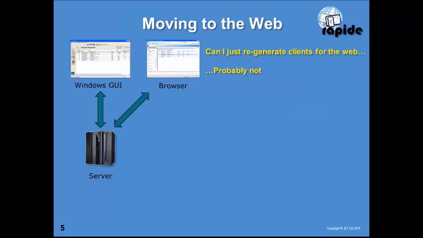So a common question would be, if I have an existing Windows GUI application, can I just regenerate the clients for the web? We tried that ourselves with our Guardian application, which many of you will be familiar with, and we tried to regenerate it directly for the web using the web generation option in Gen, and we encountered a number of issues. I believe in talking to other customers similar sorts of issues arise when you can't just regenerate the application and expect it to work.